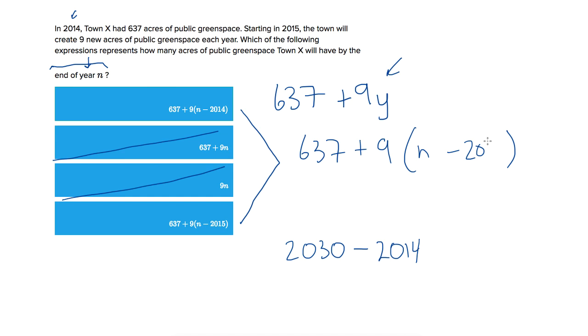So that's really the only thing we need to know to answer this problem. But the reason that we substitute this in is this shows how many years passed. 2030 minus 2014, for example, could replace y. So this one up here is our final answer.